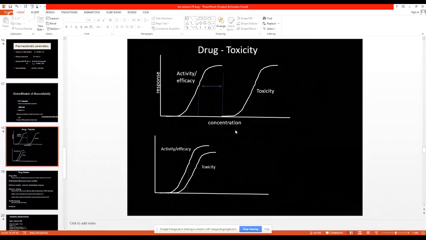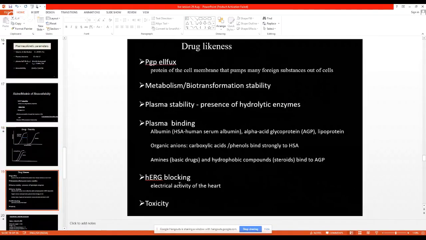Ideally, if you get this type of situation, your toxicity limits are so far away from the activity graph. But as I said, this is a very theoretical, nice situation to have. Most of the time, the toxicity is also going to come closer, like anti-cancer drugs. A little more increase in concentration, activity improves, but toxicity also increases actually.